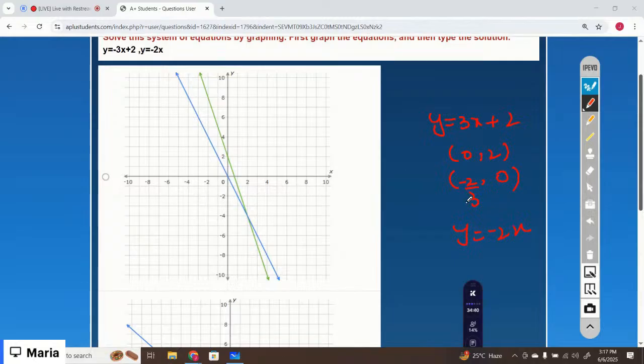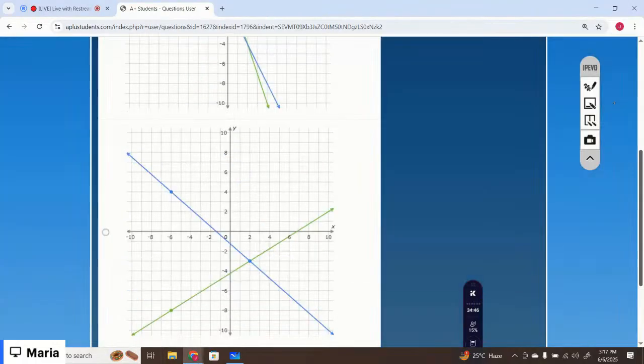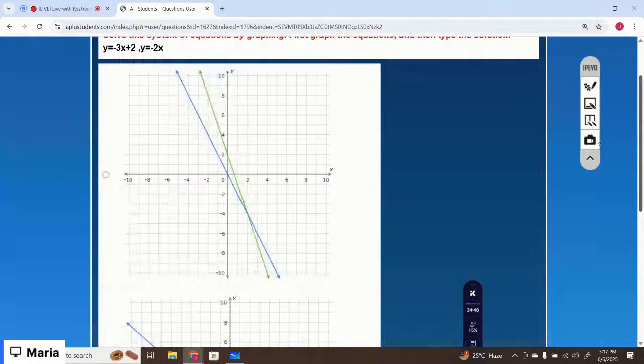So option number 1 is the correct option because the second line must be passing through the origin.